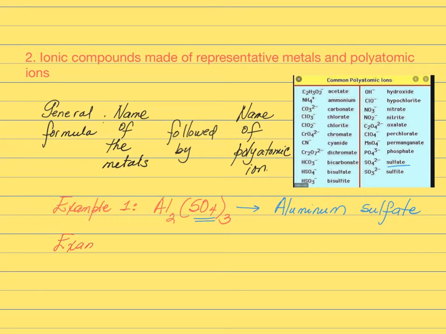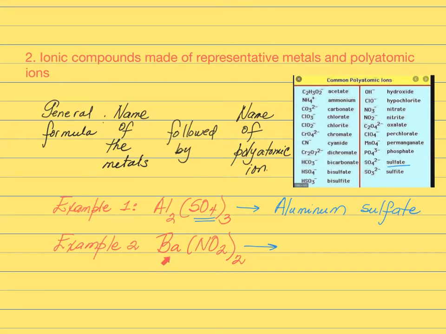Example 2. Super important. Don't get scared by the subscripts that you have over there. If you don't know where the 2 and the 3 are coming from, just watch the videos addressing writing chemical formulas for ionic compounds. You'll see where the numbers are coming from. These 2 numbers are not going to affect the name of the compound. Okay, so example number 2.